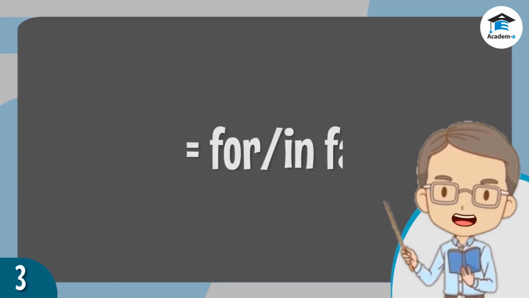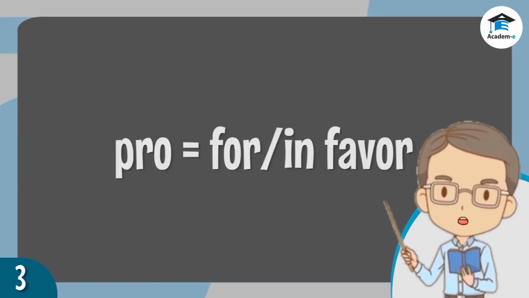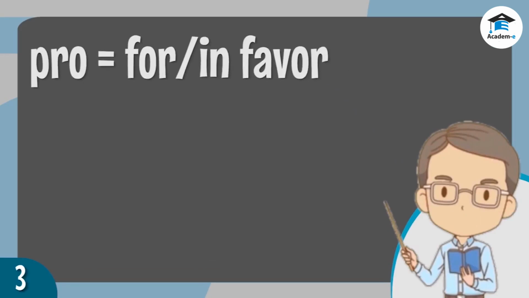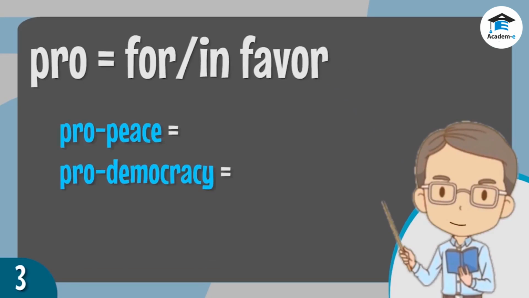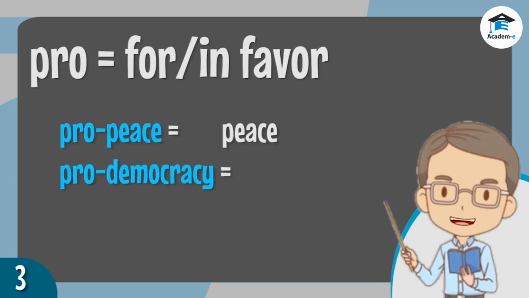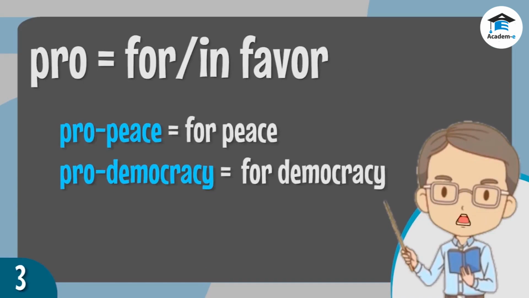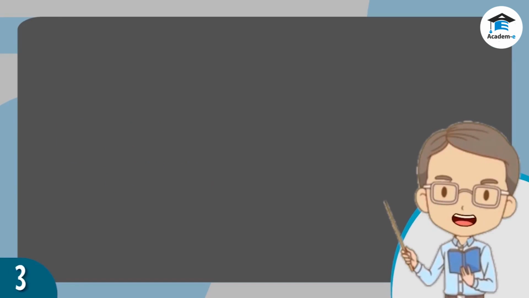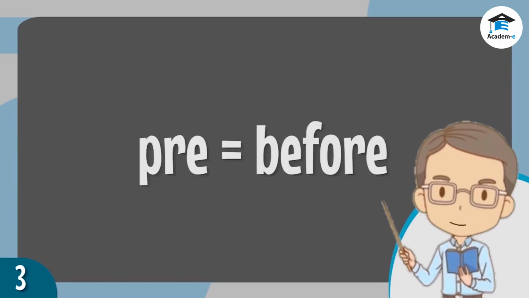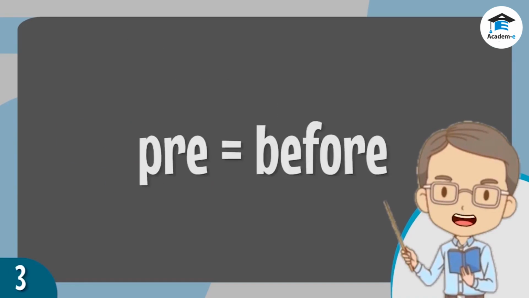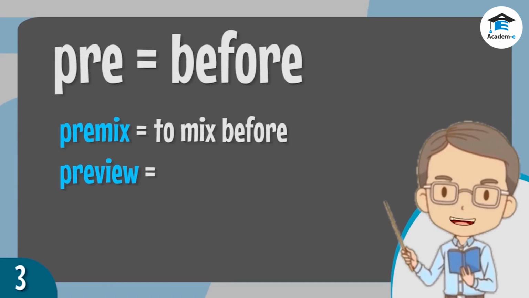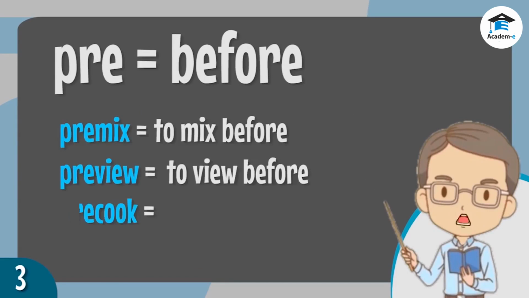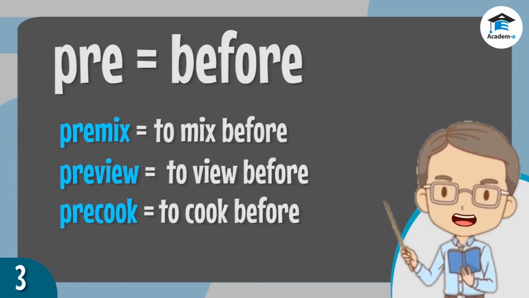Next is the prefix pro, which means for or in favor of. Words that use pro include pro-peace and pro-democracy. These words mean for peace and in favor of democracy. Now, let us examine the prefix pre. Pre means before, and is used in words like premix, which means to mix before, preview, which means to view before, and pre-cook, which means to cook before.